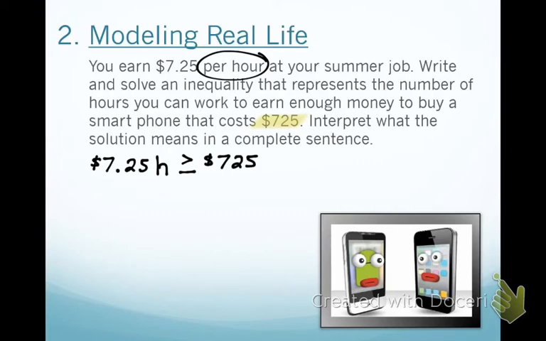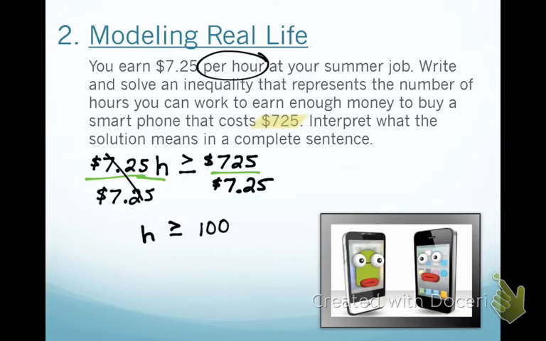Jonathan, how do I get H by itself? You divide by $7.25. Very good. We're going to divide by $7.25 on both sides. I want you guys to do this on your own and see what you come up with. Girls, what is $7.25 divided by $7.25? 1. 100. Now, what is this symbolizing? 100, not dollars, hours.